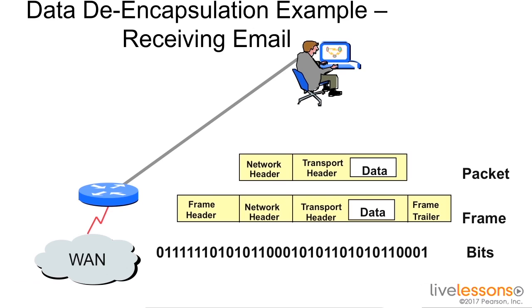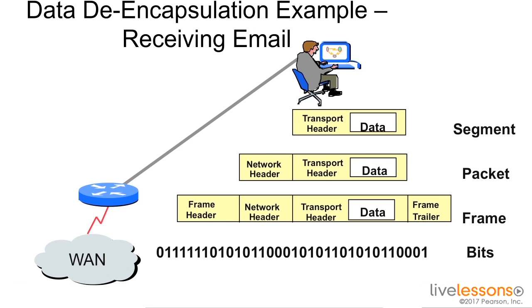Layer 3 is going to perform similar actions that layer 2 just did. It removes the layer 3 header and sends the content of the packet without the layer 2 and layer 3 headers, which is now called a segment, up to the next layer. We then strip off the layer 4 header and send that information to the appropriate process or application.